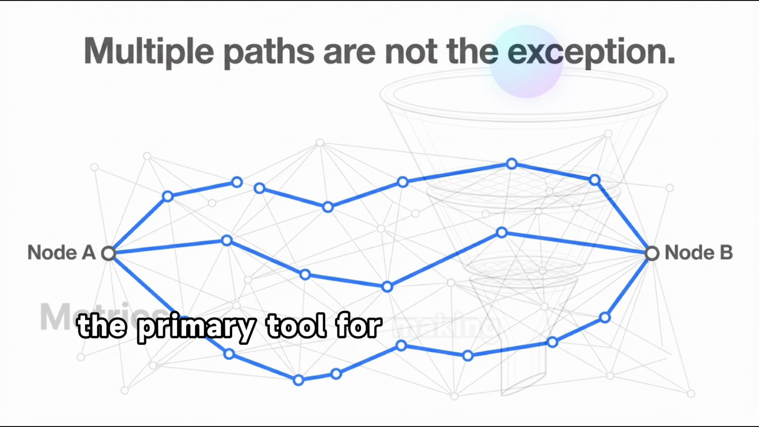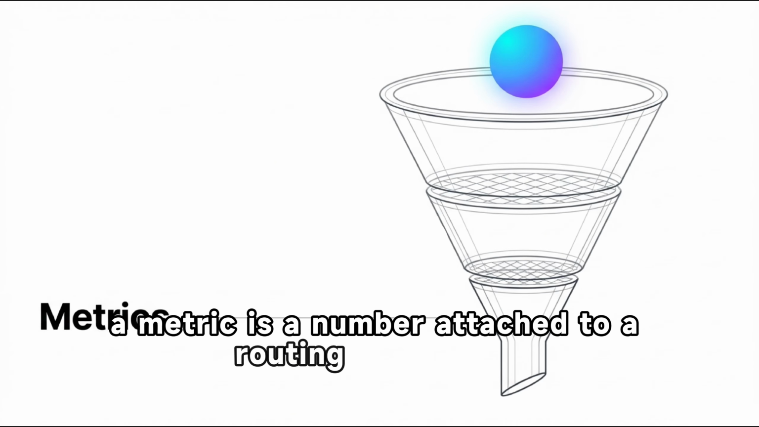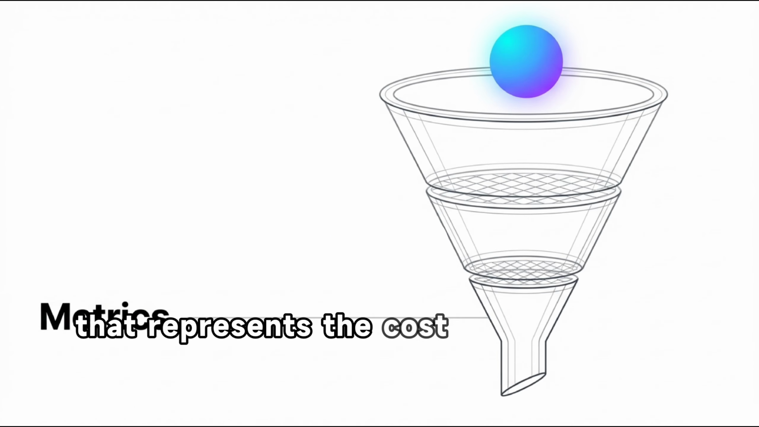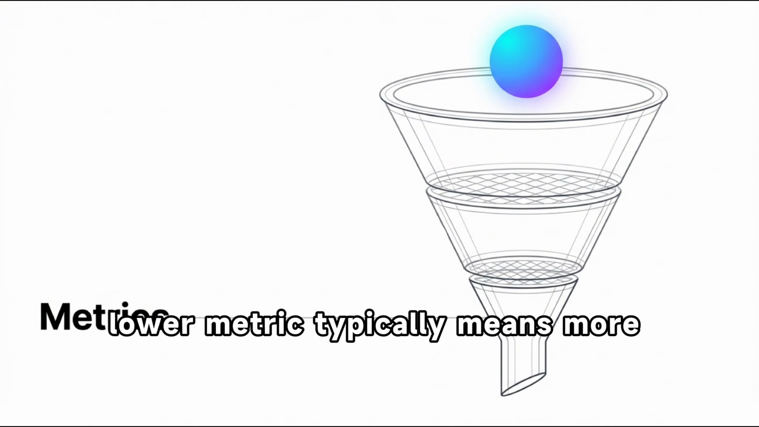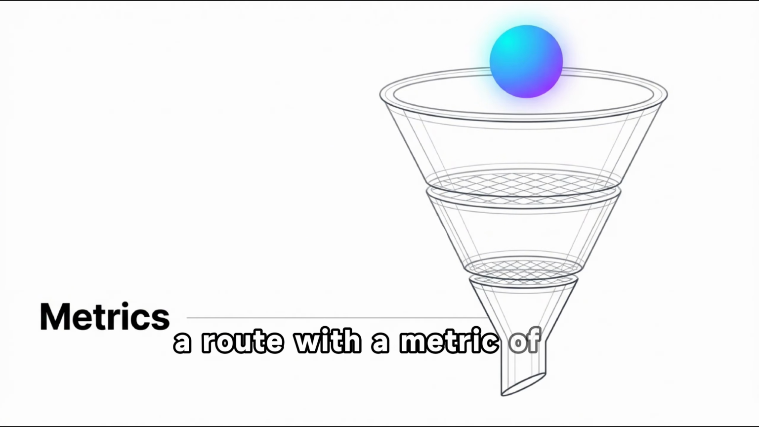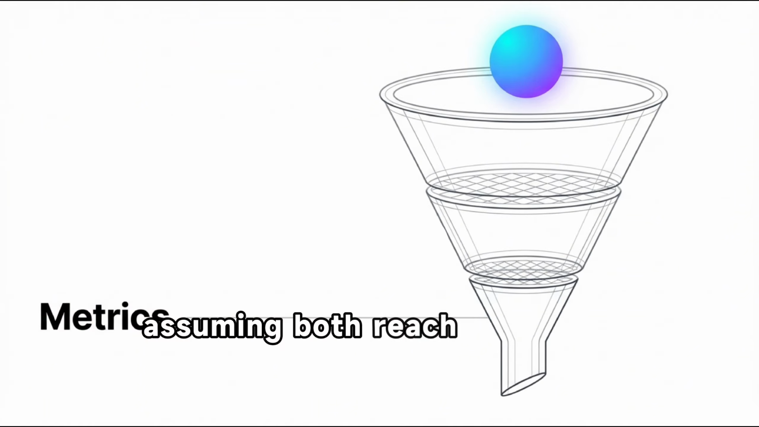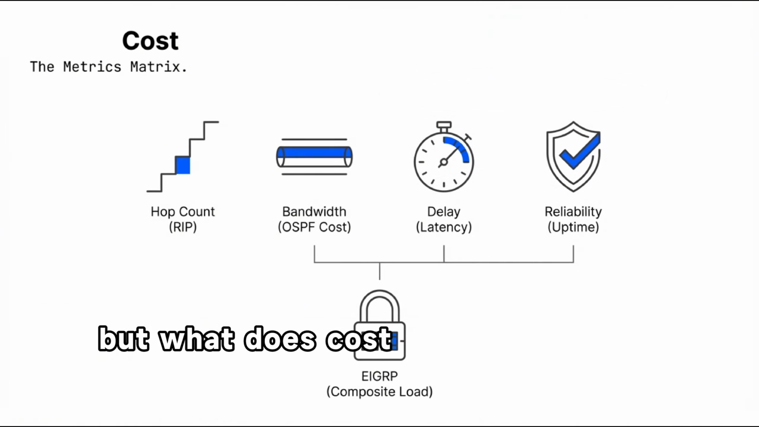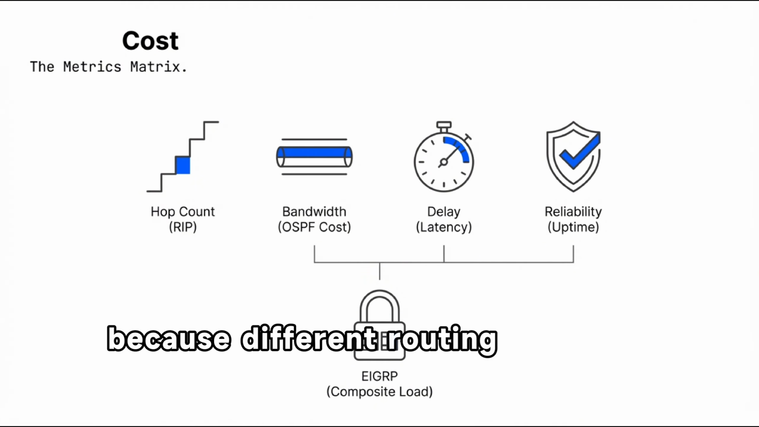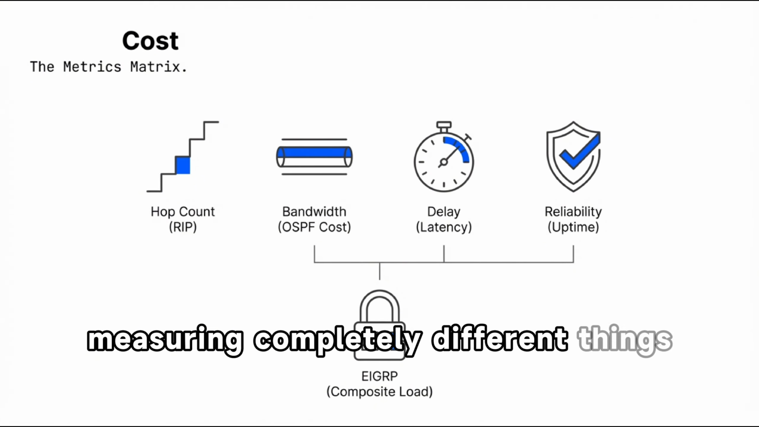The primary tool for making that choice is the metric. A metric is a number attached to a routing table entry that represents the cost or desirability of that route. Lower metric typically means more preferred. A route with a metric of 10 is preferred over a route with a metric of 100, assuming both reach the same destination with the same prefix length. But what does cost actually measure? This is where it gets interesting, because different routing protocols use completely different metrics, measuring completely different things.